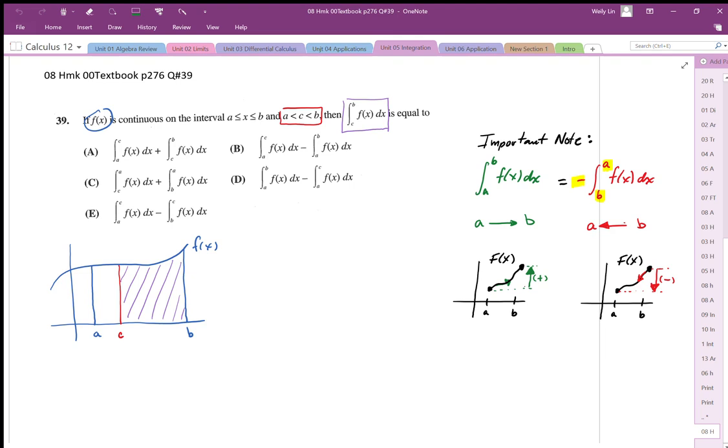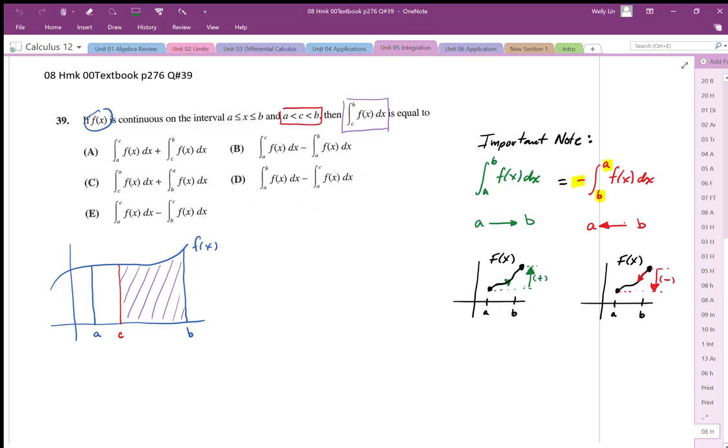Number 39 for the page 276 workbook handout. It says if f of x is continuous on the interval from a to b and c is in between a and b, then the integral from c to b of f of x is equal to, and it gives us some options here.